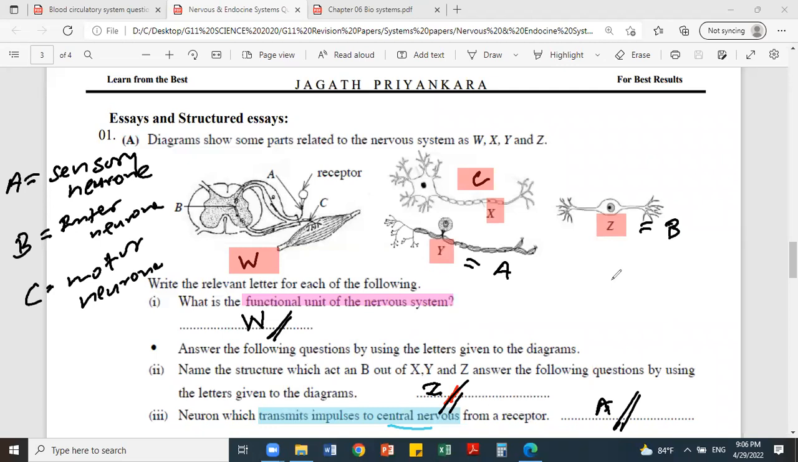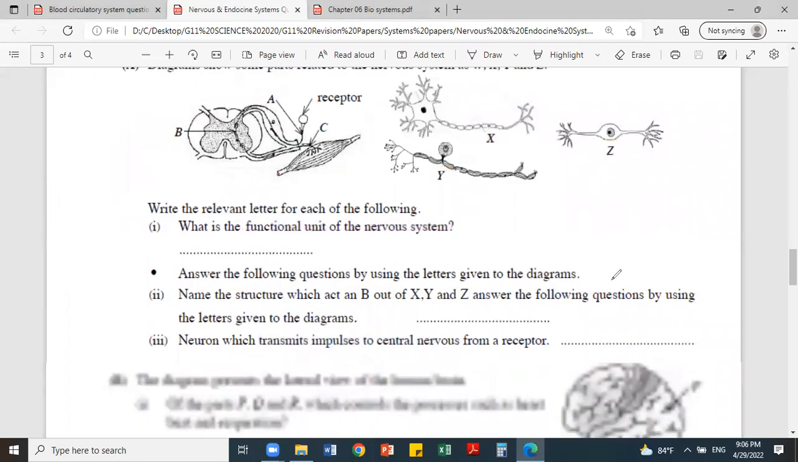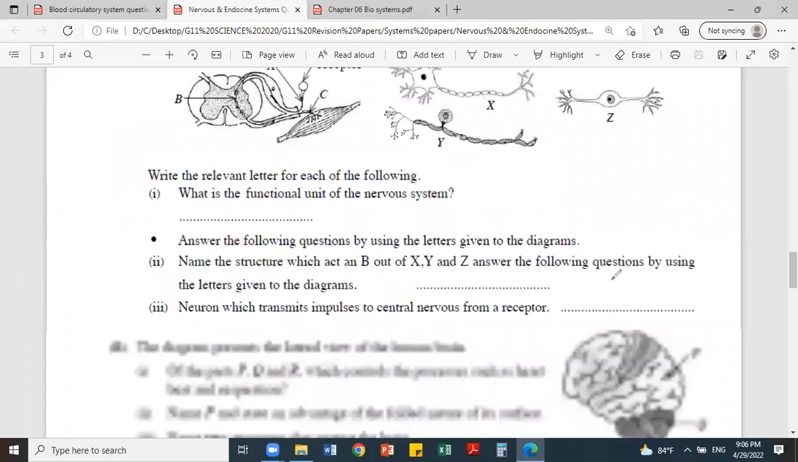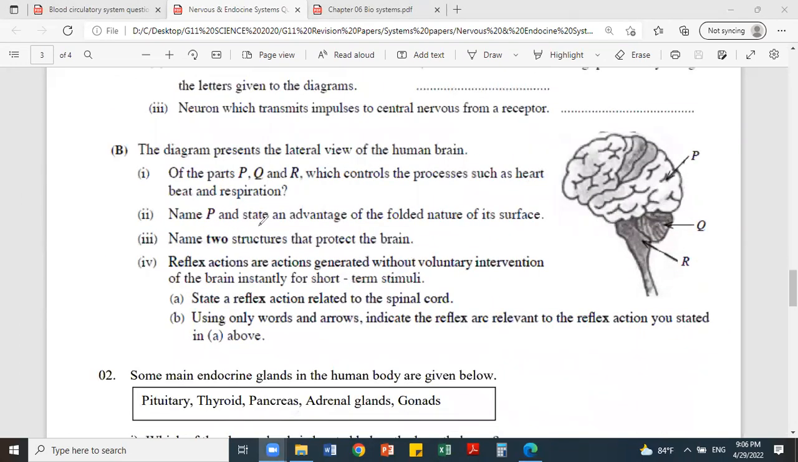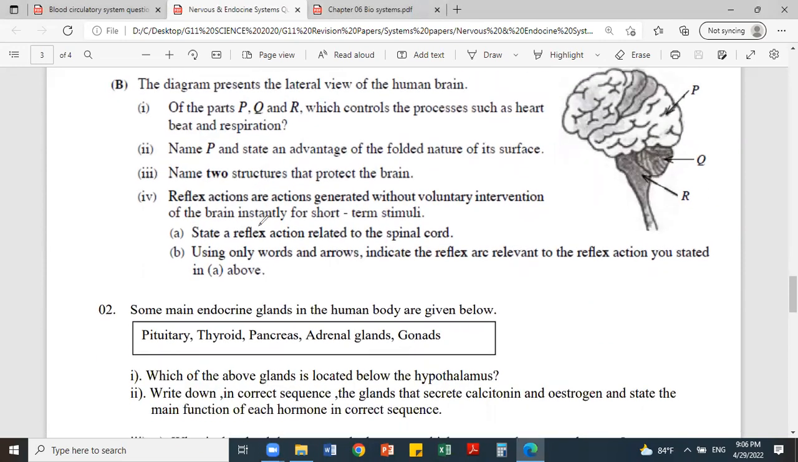Part 4, I'll erase the screen. Neuron which transmits impulses to the central nervous system from the receptor. That we did, right? That is sensory neuron. Then part B, from the brain. They have given a diagram to label.